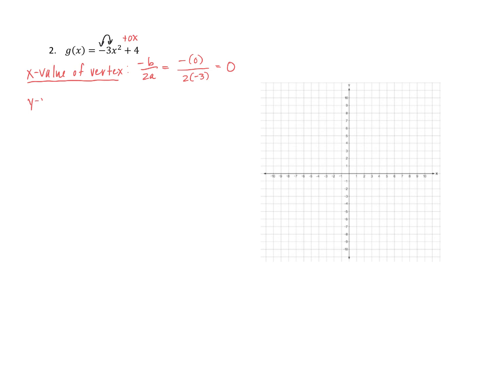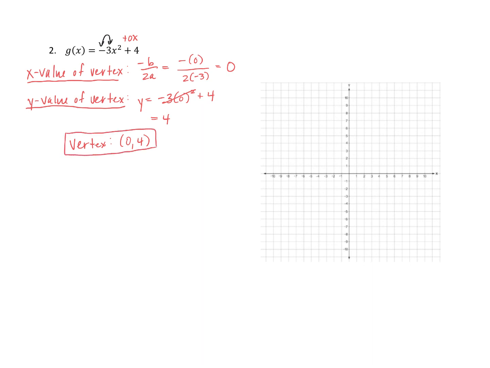Now I'm going to find the y value of the vertex. So anytime the b is 0, if there's not an x term, your x value of the vertex is going to be 0. And now I'm going to plug that in. So negative 3 times 0 squared plus 4. Well, this is just going to be 0, so this is going to be 4. So I have an x value of 0, a y value of 4. So my vertex is going to be 0, 4.